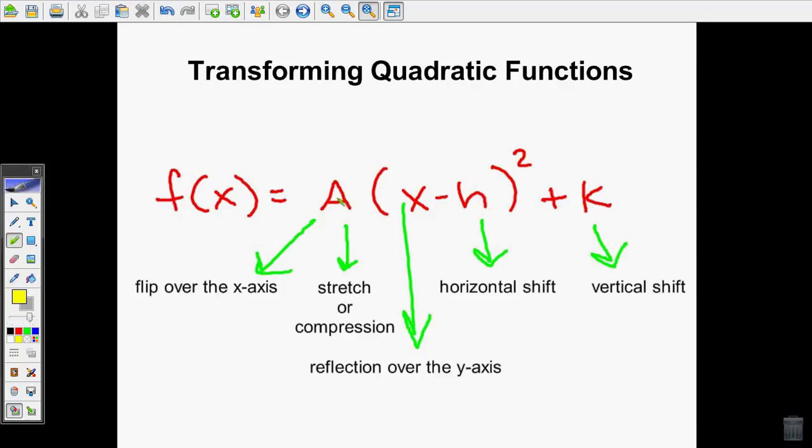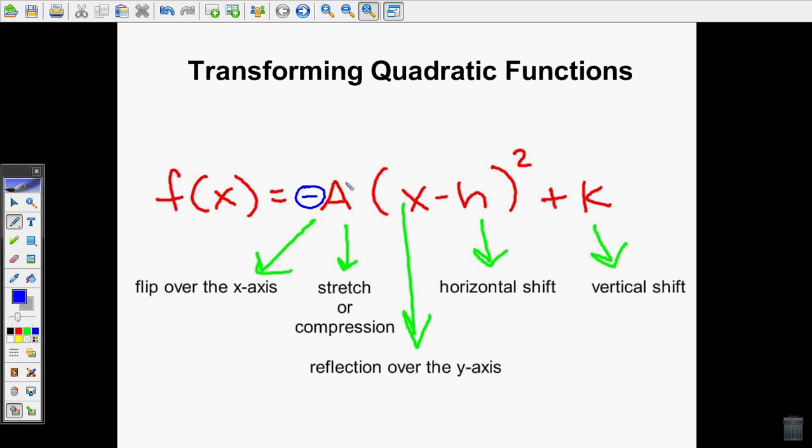5 transformations. There's another one, but it gets a little bit trickier, and that's not something that we need to know this year, so we're not going to worry about it. But these are the 5 that we're going to look at, okay? The first one is if you're looking at the sign of the A. And if your A is negative, so if I have a negative sign here, that tells me that I'm going to flip it over the x-axis, only if it's negative. If it's not negative, then I'm not flipping anything over the x-axis.